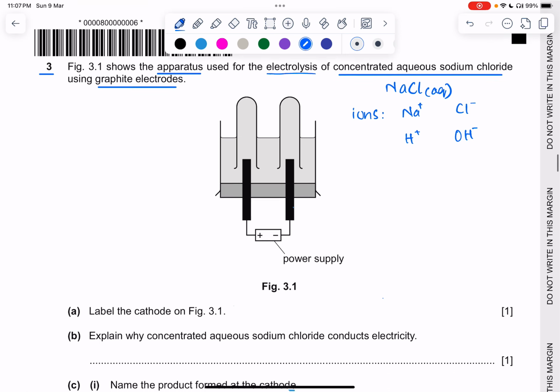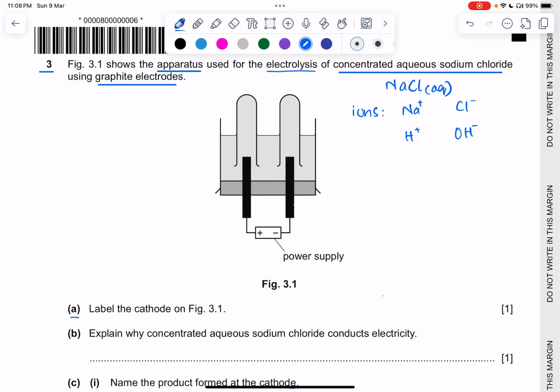So let's move to the first part. Label the cathode on figure 3.1. So cathode is a negatively charged electrode. It means it must attach to the negative terminal of the battery. So this is the negative terminal. So we have to label this side as cathode.